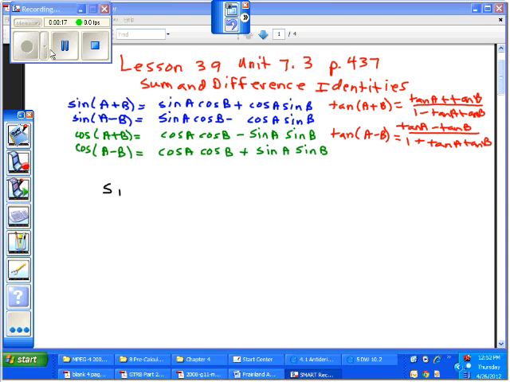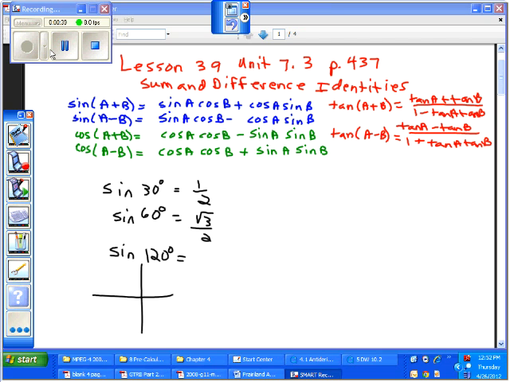If I said, what is the sine of 30 degrees, you would say 1/2. If I said, what is the sine of 60 degrees, you would say square root 3/2. If I said, what is the sine of 120 degrees, you would say, well, 120 degrees is in quadrant 2. It's 60 degrees from 180, so its reference is 60. So sine 120 is square root 3/2. It's in quadrant 2 where sine is positive, so it's also square root 3/2.